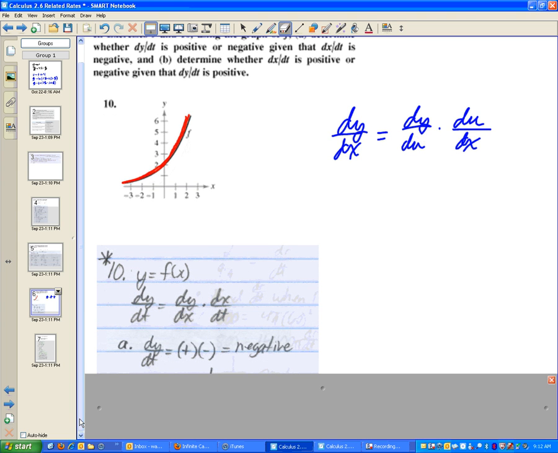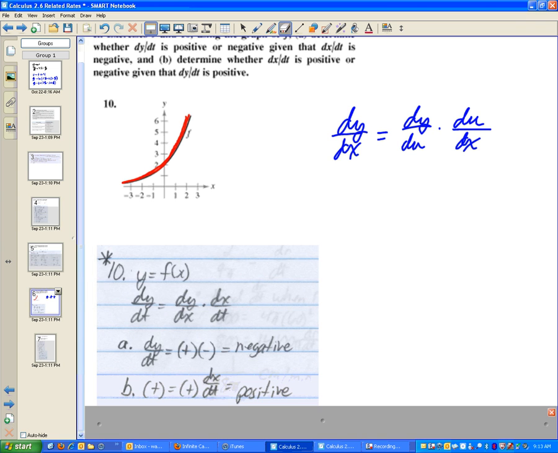Now to do part B. Determine whether dx/dt is positive or negative, given that dy/dt is positive. So we just substitute in a different place. We know that dy/dt is positive, so I'll put in a positive sign for that. We just figured out that dy/dx is positive, so I'll put in a positive for that. And now I've got to figure out what dx/dt is. Well, what's it got to be? It's got to be positive, because if it was negative, positive times negative would give you a negative, but it doesn't. It gives you a positive. So dx/dt has to be positive.